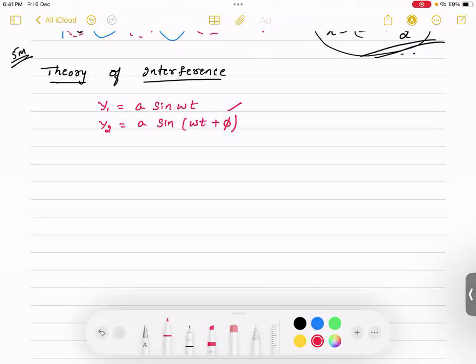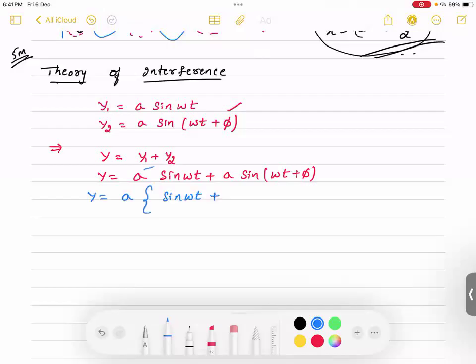Then what is the resultant wave y? What is the principle of superposition? The resultant wave is y1 plus y2. Yeah, just add up. What is y1? A sine omega t. What is y2? A sine omega t plus phi. What is the common term you can take, Jerome? A, sir. Only A. You keep this sine omega t as it is.